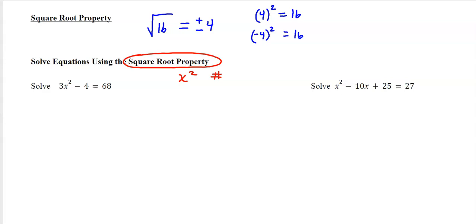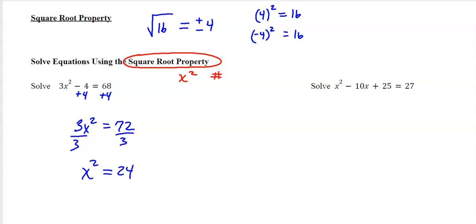So here's what you want to do. You want to isolate the x squared term. So first thing I'm going to do is add this 4 to both sides. And I get 3x squared equals 72. And then I'm going to divide both sides by 3. Divide by 3, divide by 3. And I get x squared equals, and I believe that's 24.